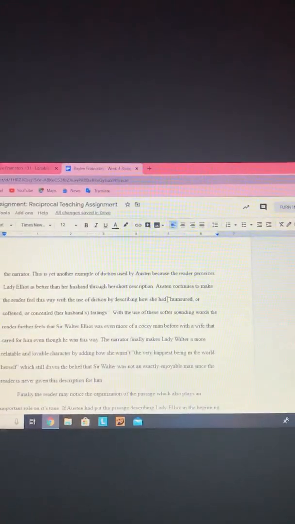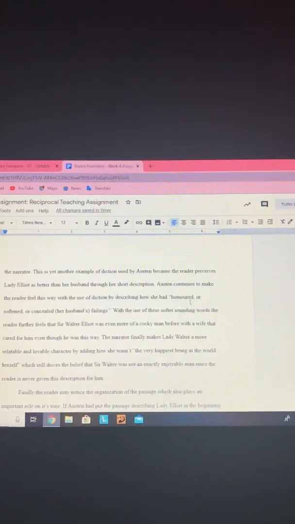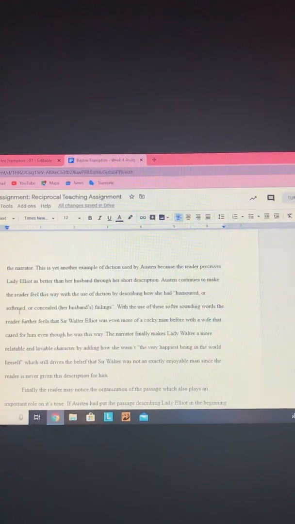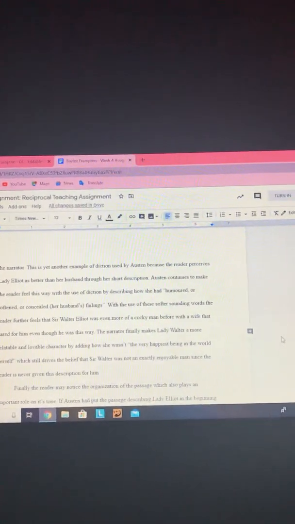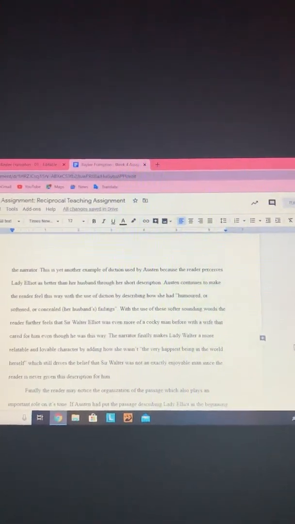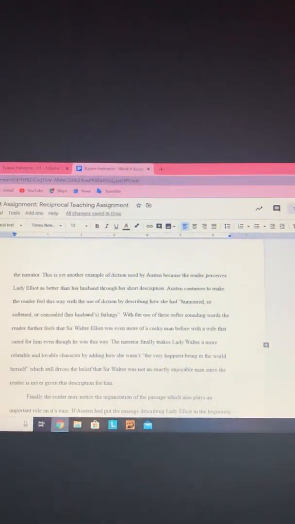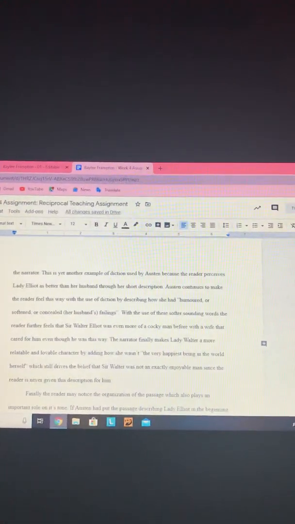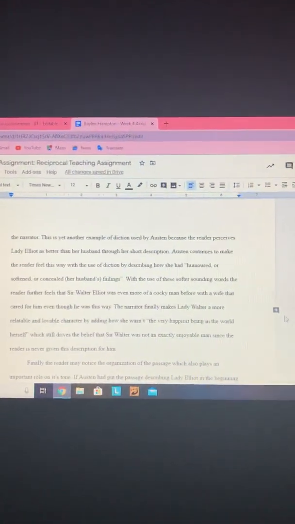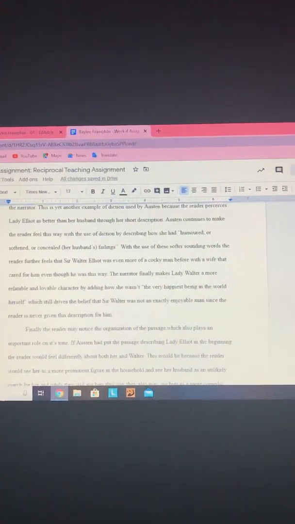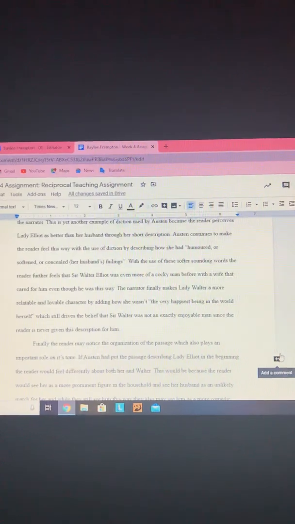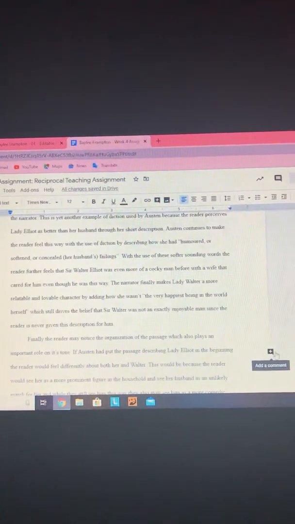and continues to make the reader feel this way through the use of another description as her humoring or softening or concealing her husband's failings. I describe how the use of softer sounding words makes the reader feel as though she is also a softer person than Sir Walter Elliot is, and she may come off as a more likable character than he would.